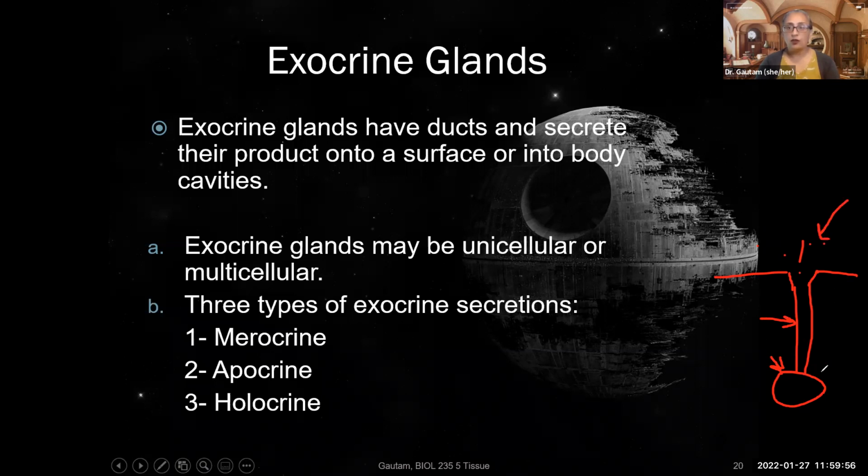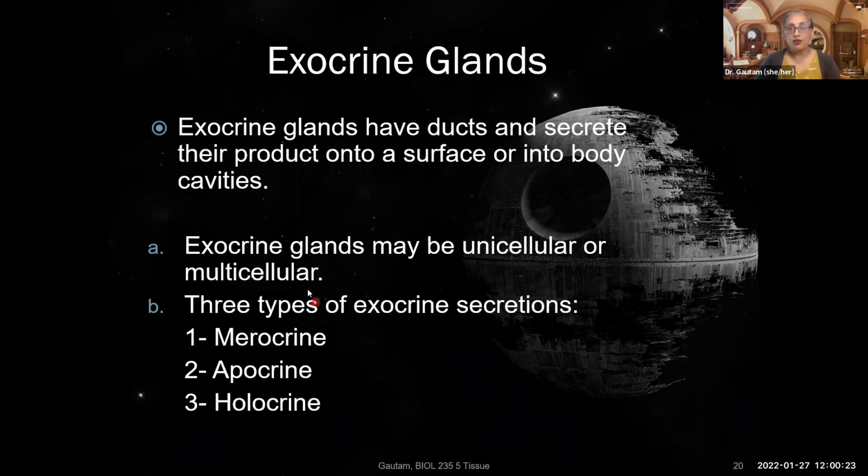Okay, so this is called the secretory unit, because that's where all the secretion and production occurs. This is the duct. And then of course, this is just the organ or the cavity in which the material is going to be secreted into or onto. So these exocrine glands can be either unicellular, so there's just one cell that does everything, or multicellular, where you have more than one employee.